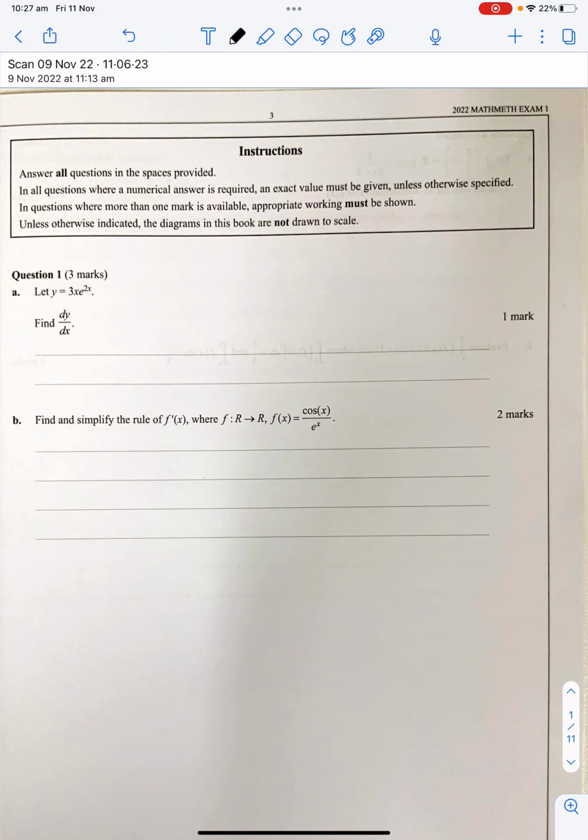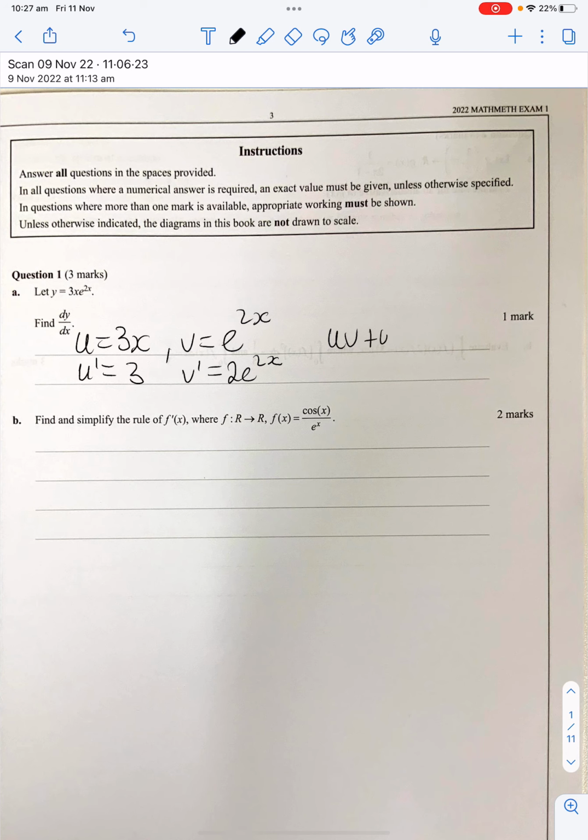All right, hello there. We've got Methods Exam 1 from 2022 today. So question 1 is differentiation, and we have a product rule to start with. So we have u equals 3x, derivative of u equals 3, v equals e to the 2x, and the derivative of v is 2e to the 2x. And dy/dx will be u'v plus uv', dashes on the edges.